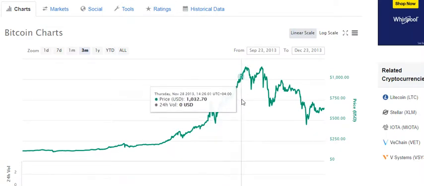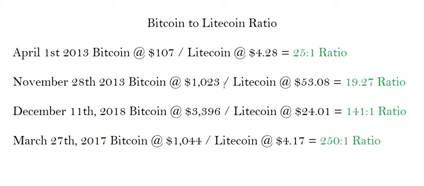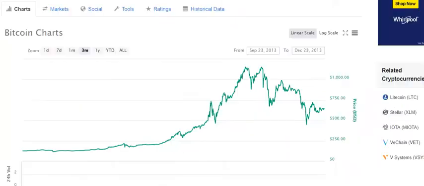Bitcoin, 1,050. I think I got 1,023. But you divide those two, you know, if we did 1,050, it would just increase us a little bit. And that puts us at a 19 to 1, 19.27 to 1 ratio. So it only took 19.27 Litecoins to equal 1 Bitcoin. So this was showing, again, that Litecoin was expensive compared to Bitcoin.